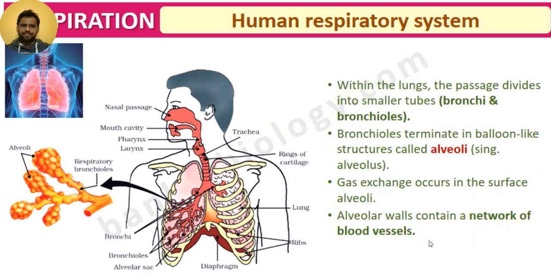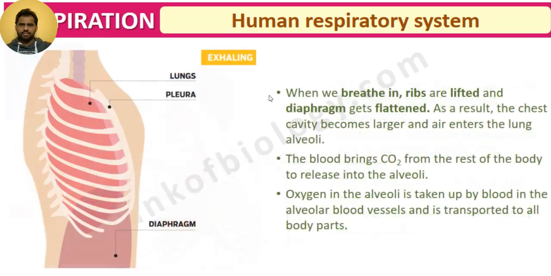Now let's move ahead. Within the lungs, the passage divides into smaller tubes, bronchi and bronchioles. Bronchioles terminate in balloon-like structures called alveoli. Gas exchange occurs at the surface of the alveoli, and the alveolar walls contain a network of blood vessels. So I hope this much is clear. Let us move ahead and try to understand the next part.